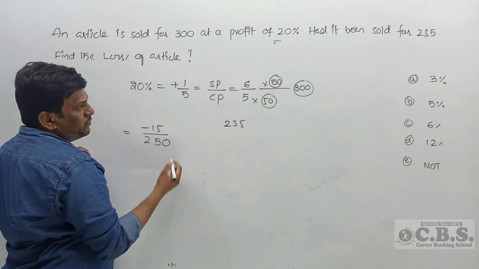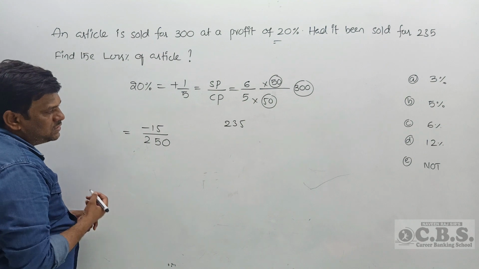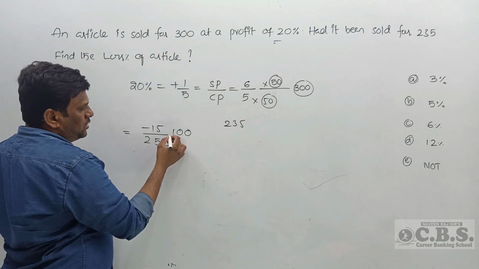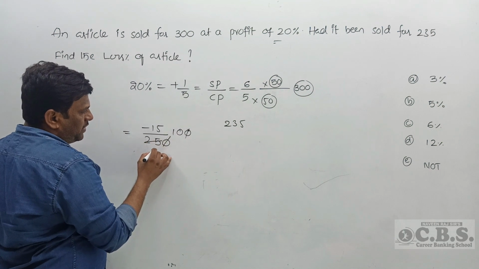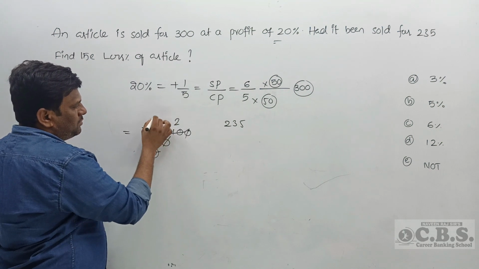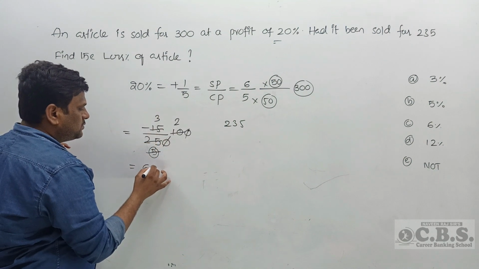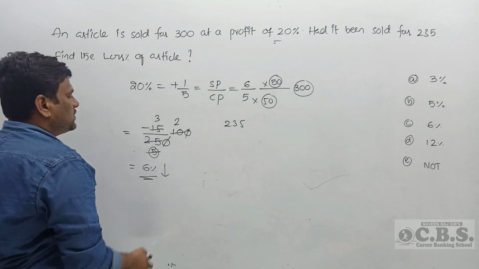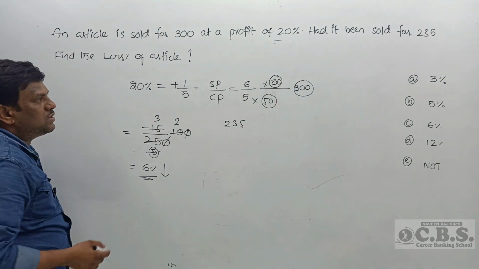15 rupees loss. Percentage means how much? 100. Okay, 100, so the zeros cancel. 5 5s are, okay, 5 2s are... 5 how many times? 3 times. Minus 6 means what? 6% loss. So what is the answer? 6% loss. Option C is the right answer. Okay, so this is one way to answer a question.